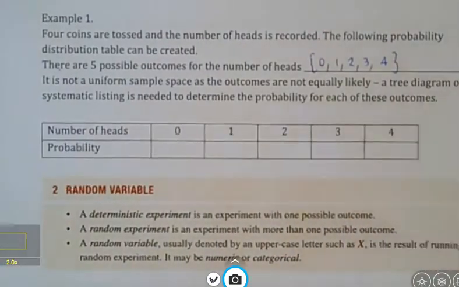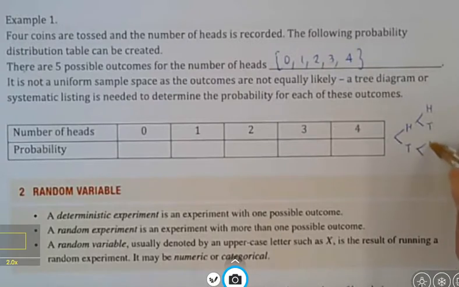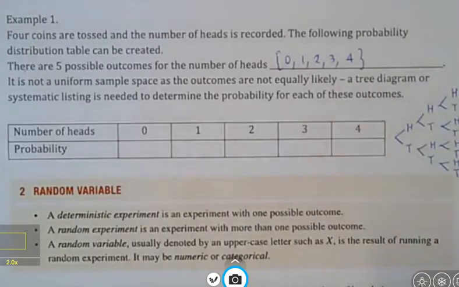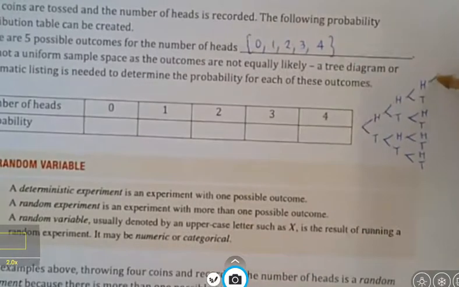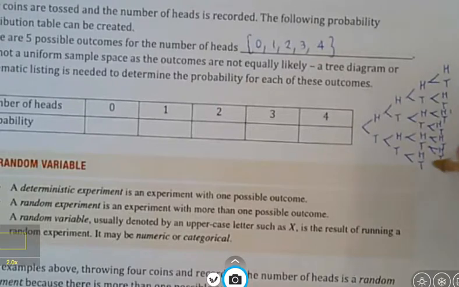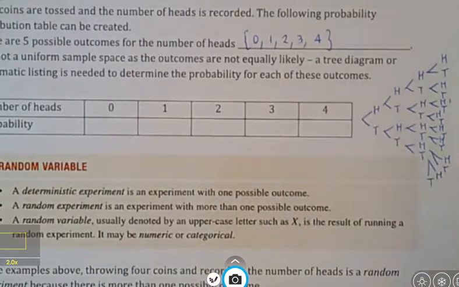But if I start drawing a tree diagram, first coin, second, third, I was going to do this on the board, but am I running out of space? And fourth. You can see that this is quite big, and I'm not going to fit it. This is bad. It doesn't fit, right? But let's see if we can work out at least some of them.